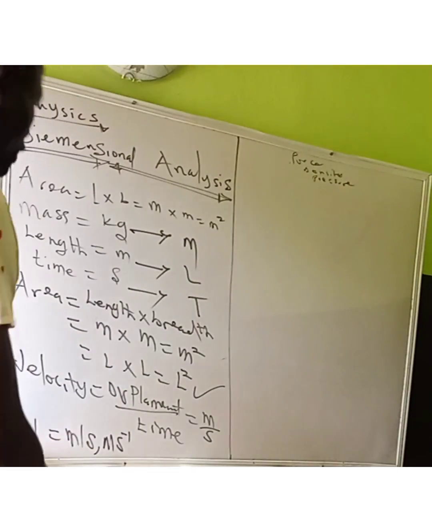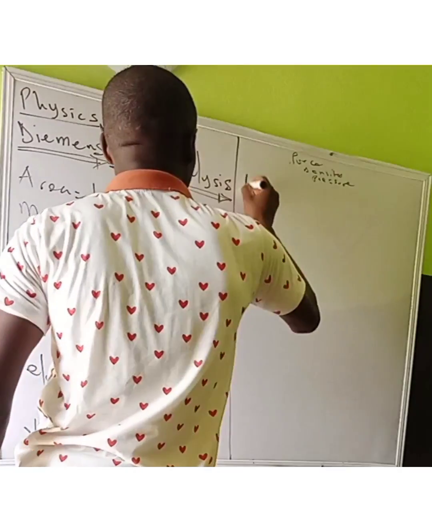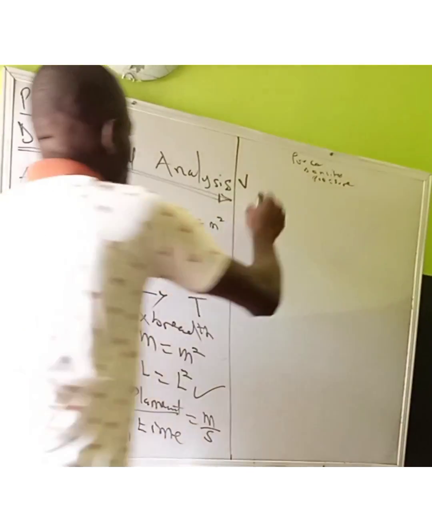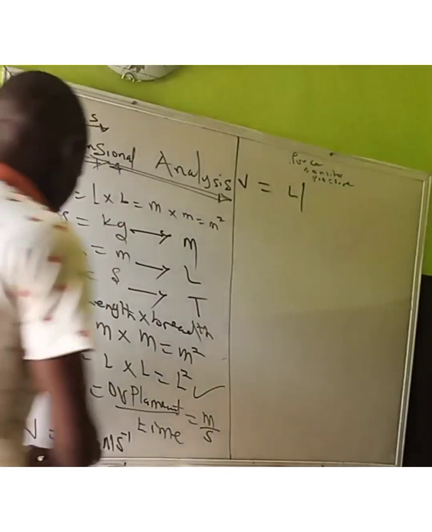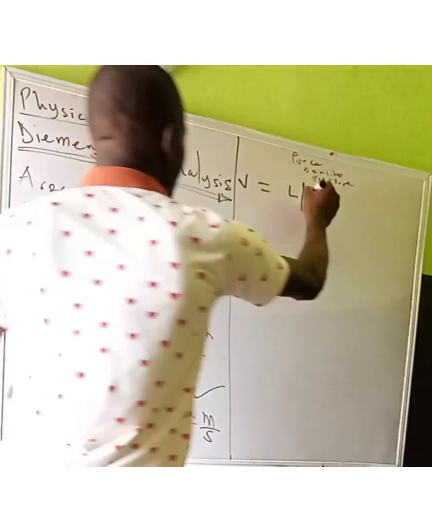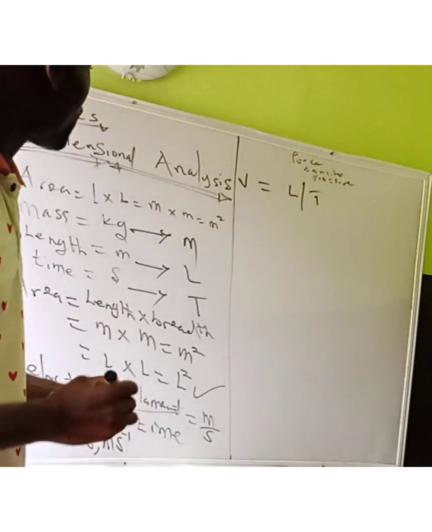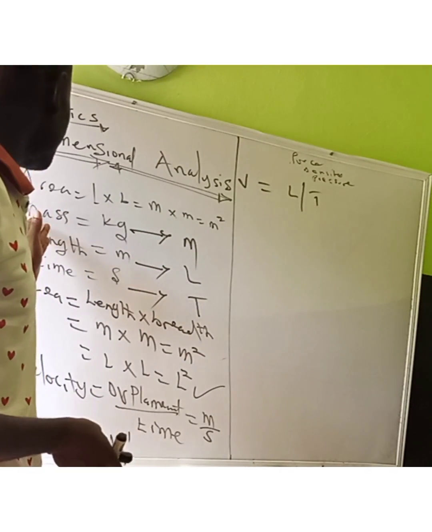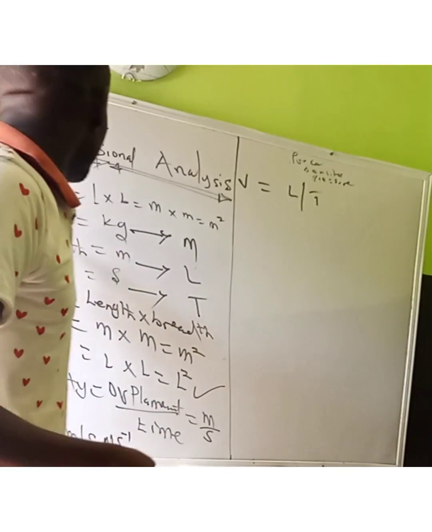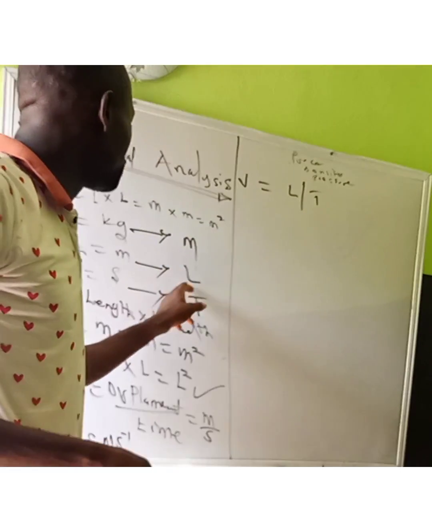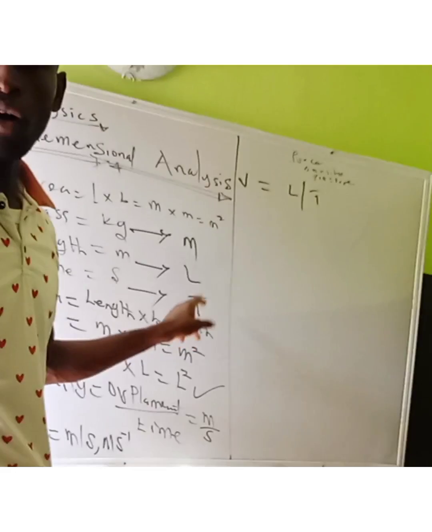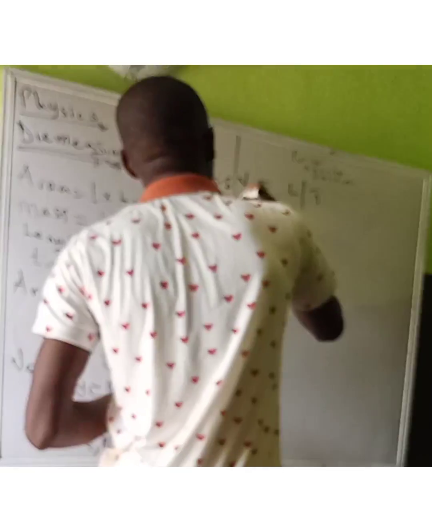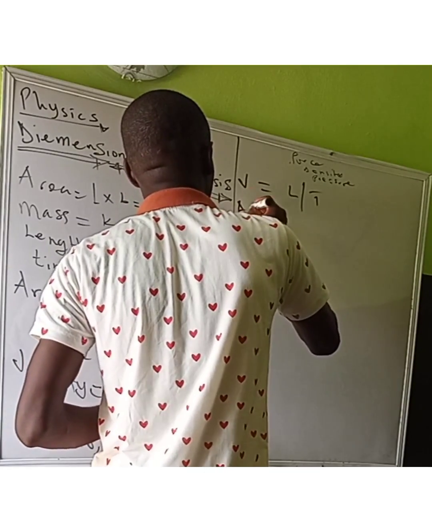But dimensionally, the unit for velocity becomes L, because this m is meter, so you change it to L. Slash, the time in seconds changes to T. So this dimensional analysis is all about changing. Anytime you see the mass, you change it to M. Anytime you see the length, which is m, you change it to L, and the time, which is s, you change it to T. That is what you need to know about dimensional analysis.